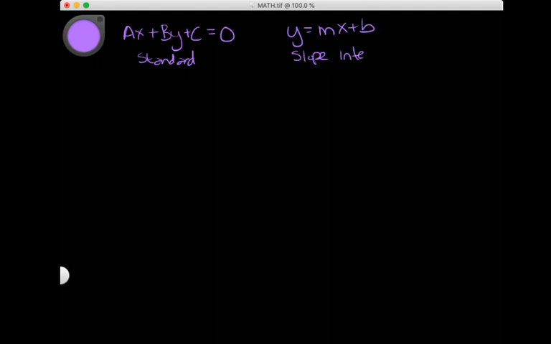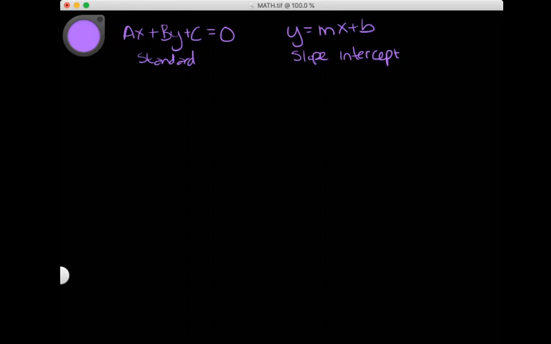So looking at the first worksheet that I gave you, it's asking you to go from standard form into slope-intercept form. So remember that standard form is ax plus by plus c equals 0. So that's standard. And slope-intercept form, which is the one we used last unit in class a lot, is y equals mx plus b. And this is slope-intercept. So the questions on the worksheet are in standard form, and we need to convert them into slope-intercept form. So let's go over the first two questions on the worksheet together.